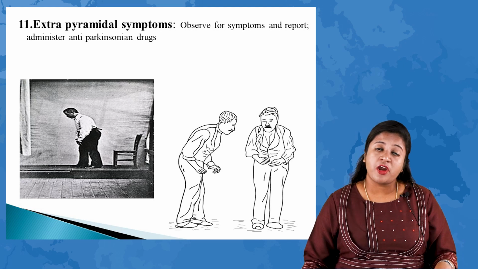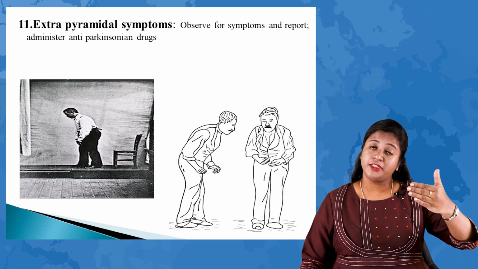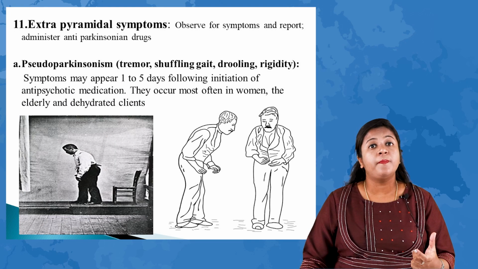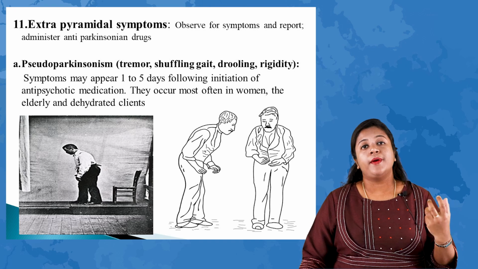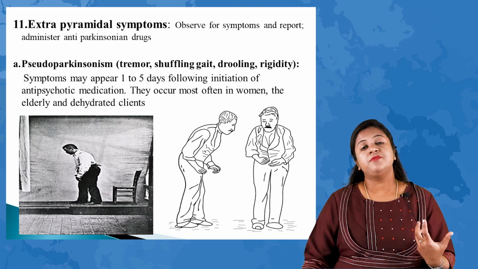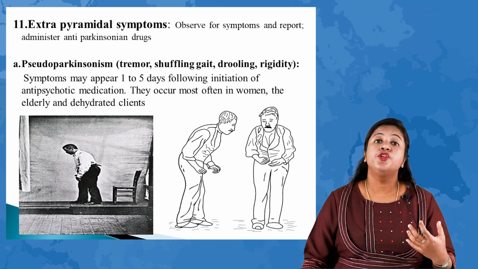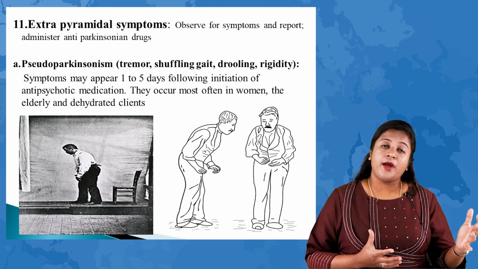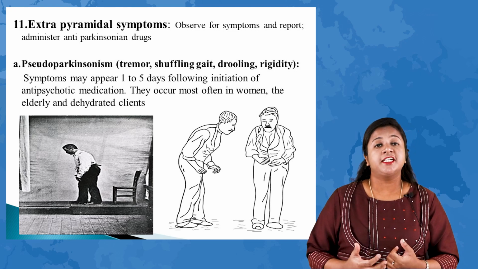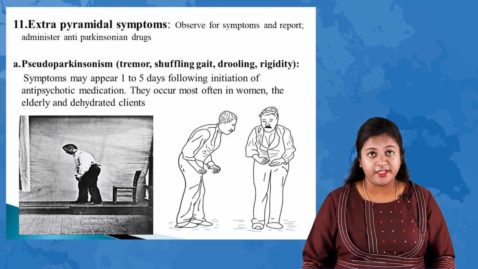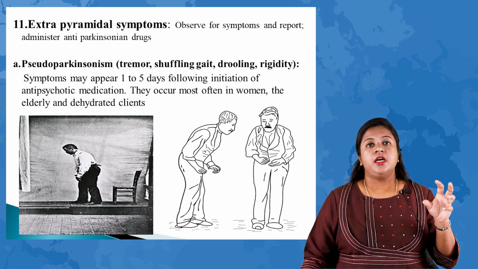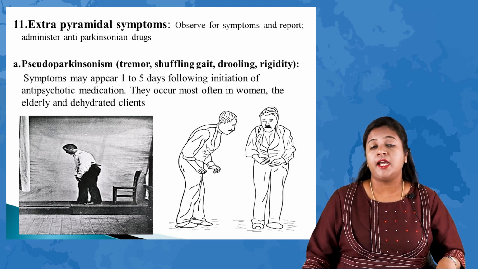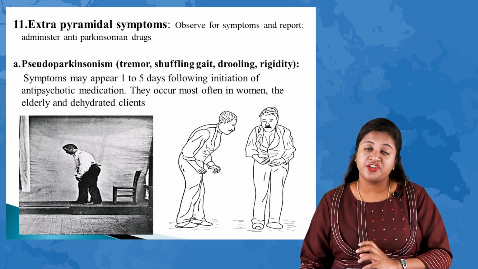When I say extrapyramidal symptoms or EPS, we have a list of symptoms. Number one is the pseudo-Parkinsonian symptoms, wherein the patient will experience tremor, shuffling gait, drooling, as well as rigidity. These symptoms usually appear by the first to fifth day of starting therapy on the antipsychotic drugs. These pseudo-Parkinsonian symptoms are especially seen in women, the elderly, as well as dehydrated clients.